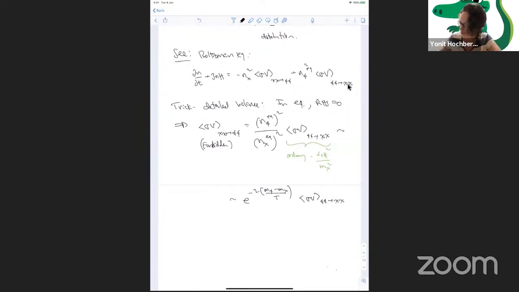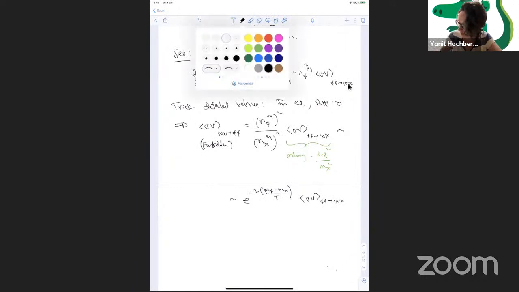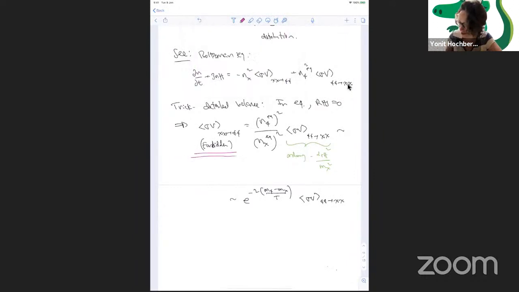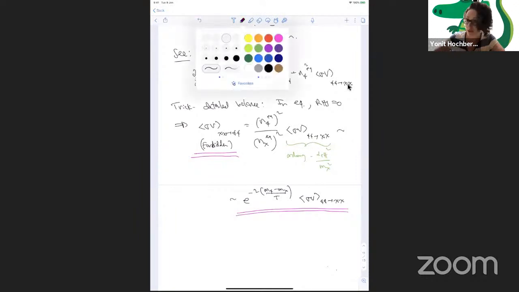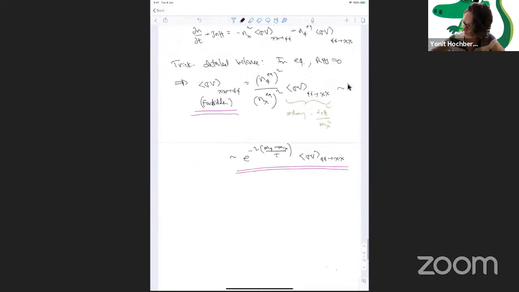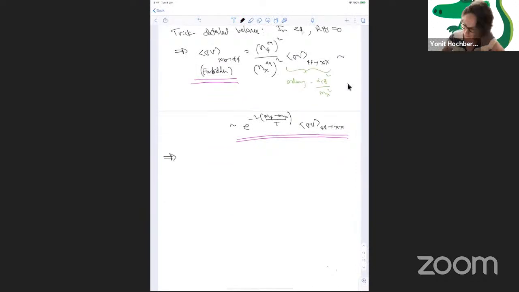Okay, and so you see what we got over here is that our forbidden cross-section, thermally averaged, goes like an exponential suppression, depending on the mass difference between the particles, times an ordinary cross-section. Okay, so let's plug this into our Boltzmann equations. So I have dn/dt plus 3nH. So this equals minus sigma v. I'm going to write the non-forbidden direction, phi to chi.